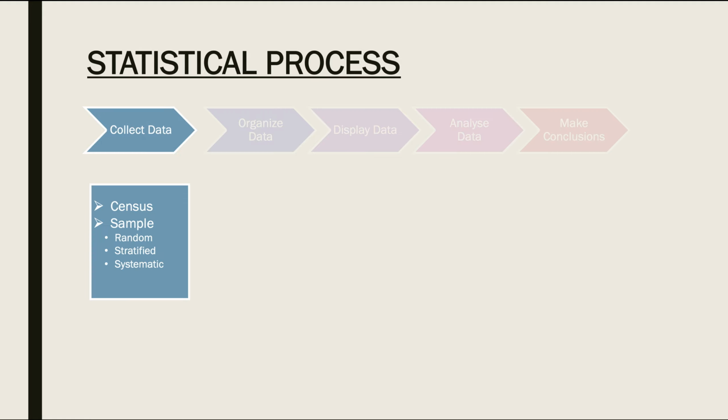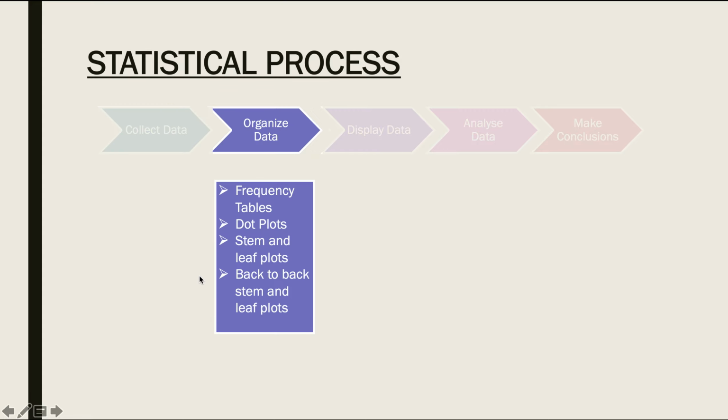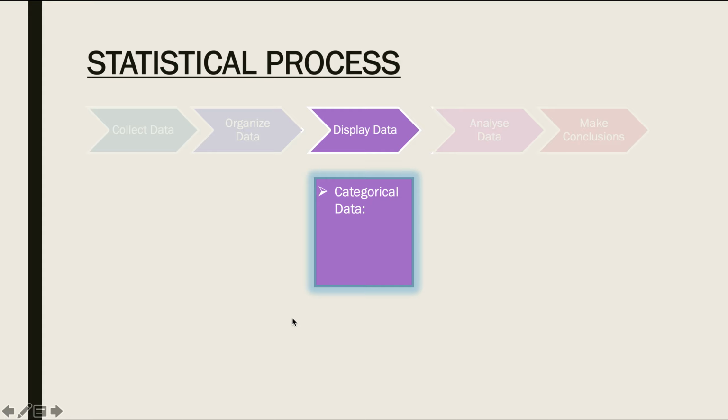Okay, so let's start with the collection of data. In collection of data, we're going to talk about the difference between a census and a sample. And within sample, we're going to talk about random samples, stratified samples, and systematic ways of forming samples. This is going to make more sense when we go into more detail. Then organizing data. We're going to talk about frequency tables, dot plots, stem and leaf plots, and back-to-back stem and leaf plots. Then we're going to talk about displaying data.